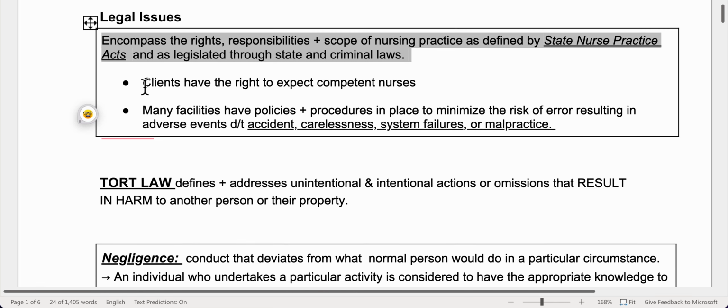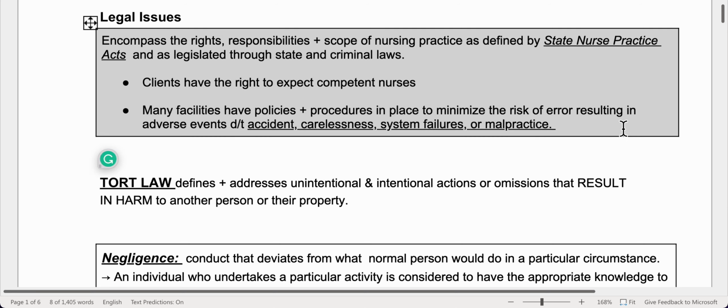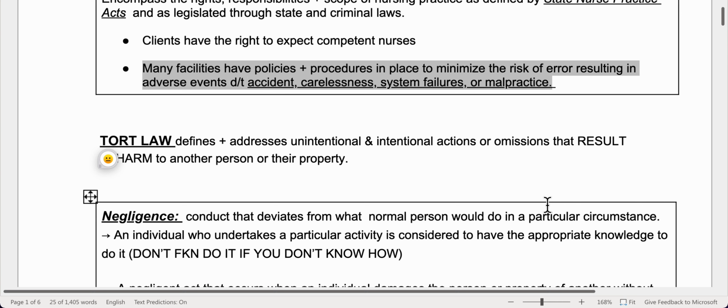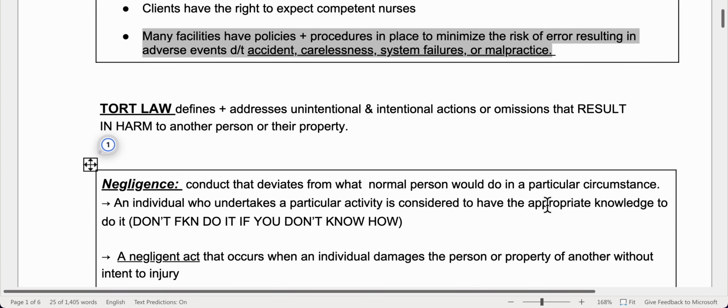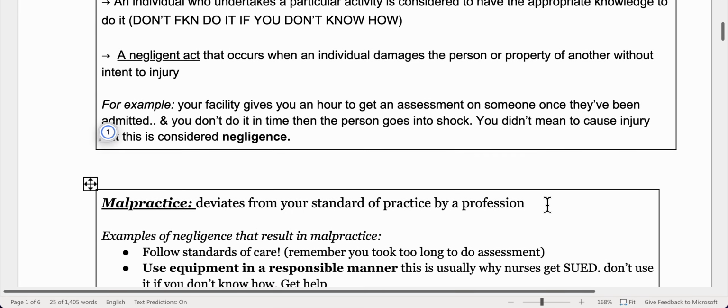Legal and ethical issues encompass the rights, responsibilities, and scope of nursing practice as defined by state nurse practice acts and as legislated through state and criminal laws. Clients have the right to expect competent nurses. Many facilities have policies and procedures in place to minimize the risk of error resulting in adverse events, e.g. accident, carelessness, system failures, or malpractice.